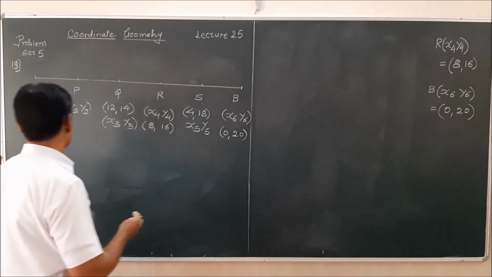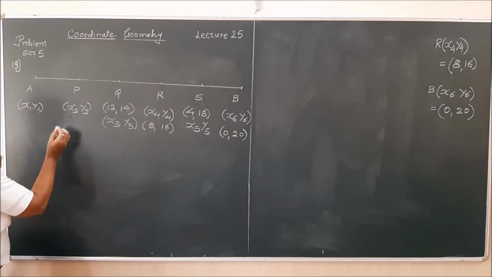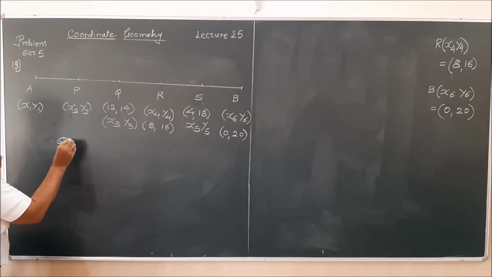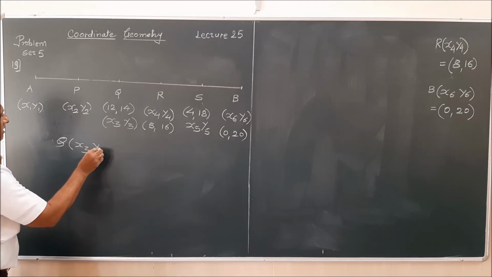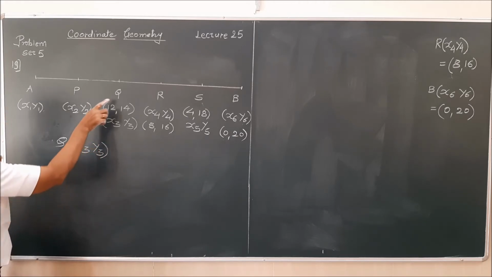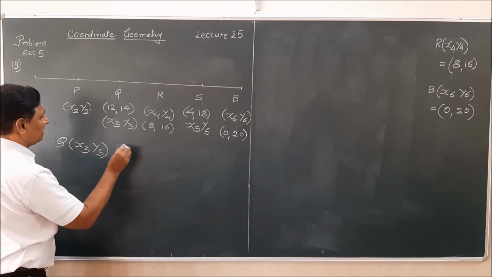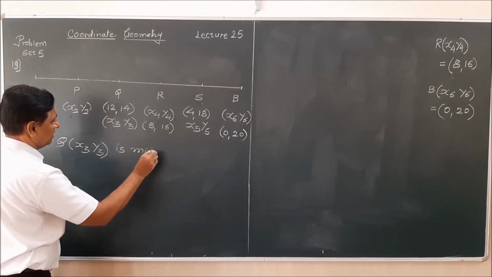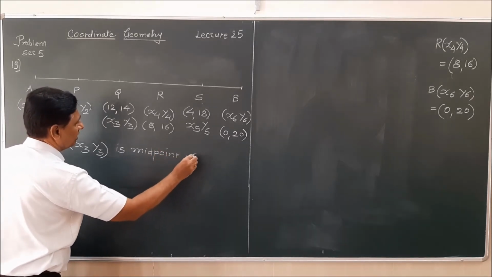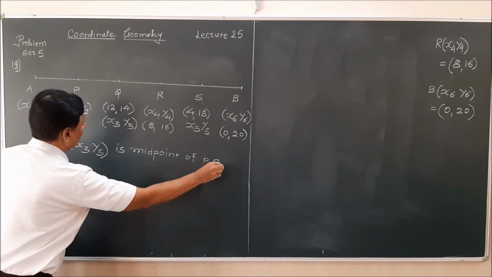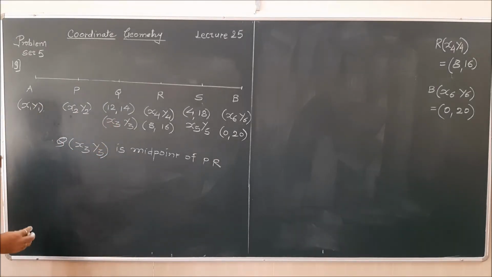So I am going to write now: Q (x3, y3) is the midpoint of PR. Be careful here. Q (x3, y3) is the midpoint of PR.